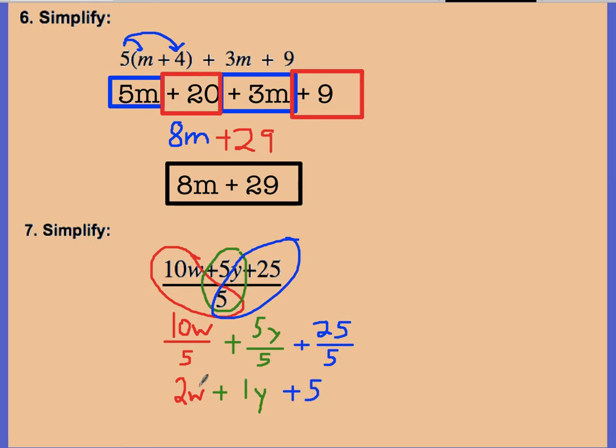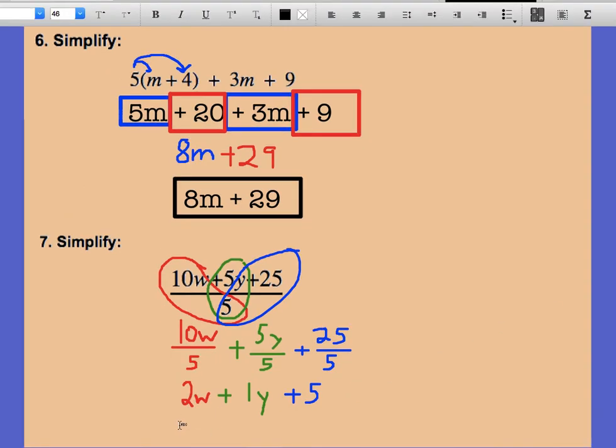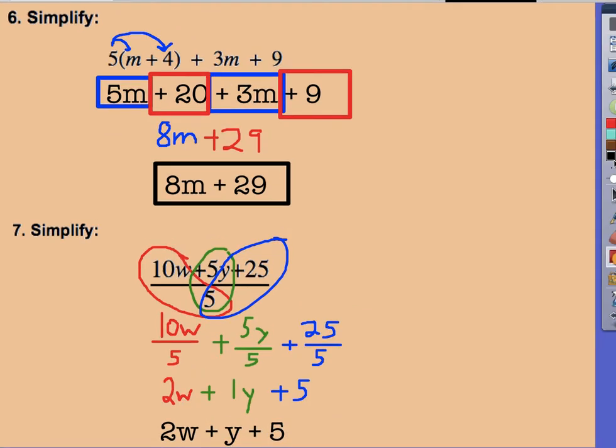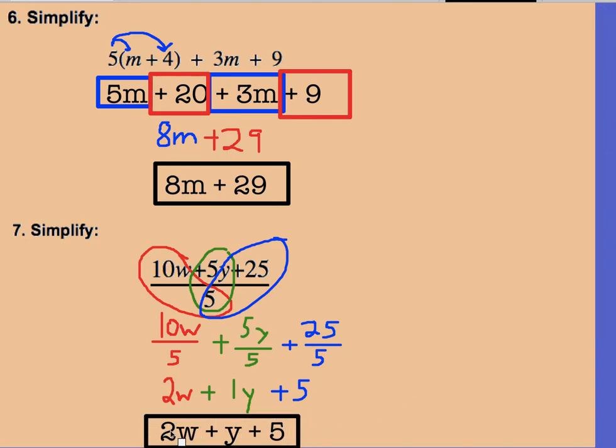Now let's look for like terms: w, y, and 5. No like terms there. So let's write our final answer, 2w plus, remember, if we have a 1 in front of the variable, you can write it, but you don't need to. So we'll just write y plus 5. So this would be our final answer. And again, look, simplified. We have 3 terms instead of 3 terms divided by something.